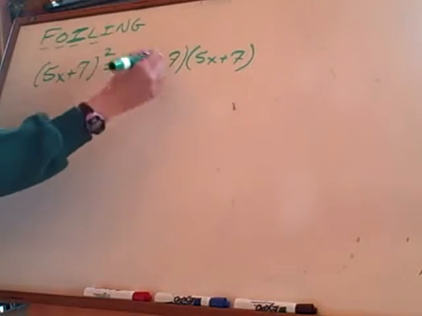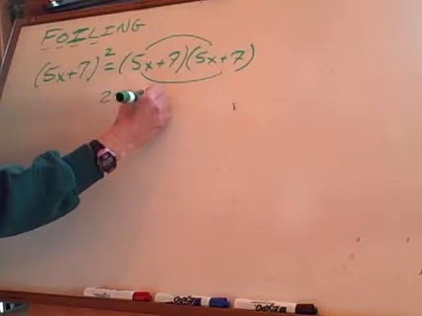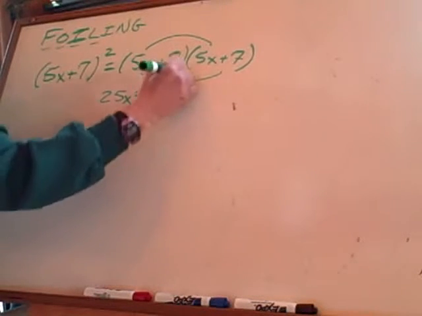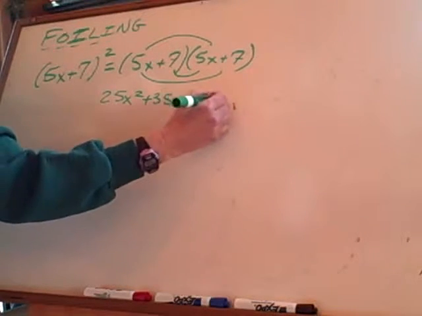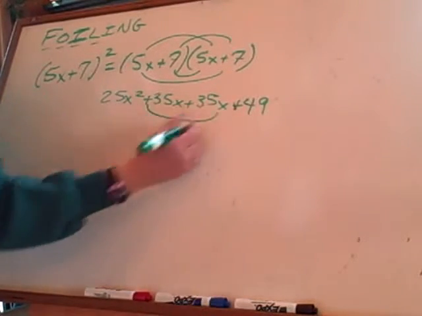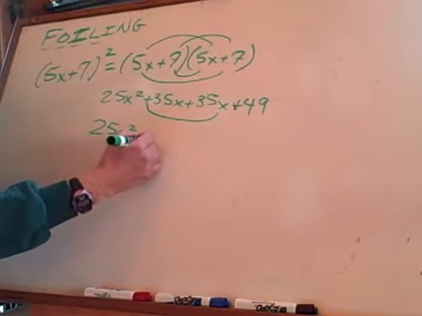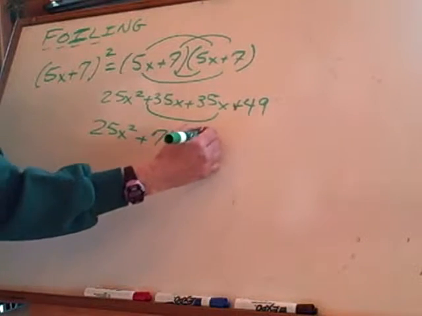So let's see, using my first, outer, inner, last: first gives me 25x squared, outer gives me 35x, inner gives me 35x, and last gives me 49. My x's are like terms, so I can rewrite it as 25x squared plus 70x plus 49.